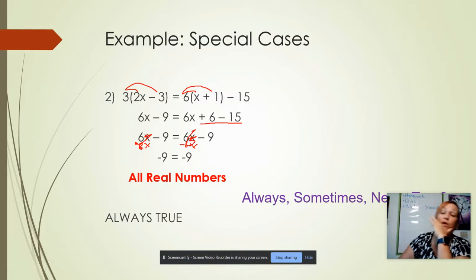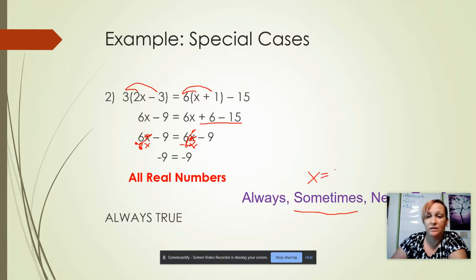Now, I know what you're thinking. You say, okay, no solution is never true. All real numbers is always true. When is it sometimes true? Well, sometimes true is for all of our normal equations. For instance, again, last week we did some problems and maybe we got like x equals 1. Okay? That's sometimes true. It's true for the number 1, and it's not true for any other number in the world. But since we got it to work for one number, we say sometimes. So if it's a normal equation with a normal regular answer that you're used to getting, that would be a sometimes true. This concludes our special cases.